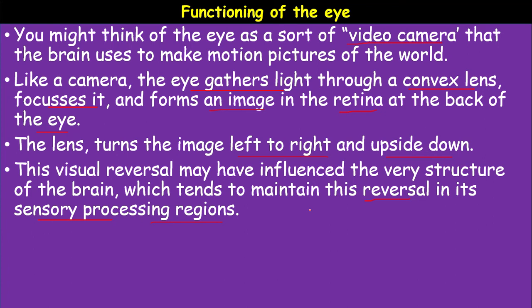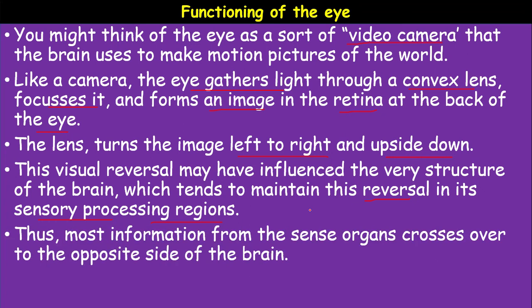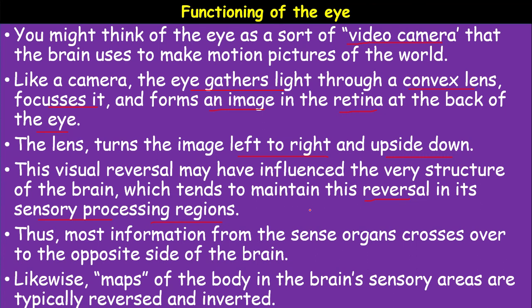Okay, this visual reversal may have influenced the very structure of the brain, which tends to maintain this reversal in its sensory processing regions. Thus, most information from the sense organs crosses over to the opposite side of the brain. Likewise, the maps of the body in the brain's sensory areas are typically reversed and inverted. First the inverted image is formed. Okay, then after understanding, the image becomes normal.